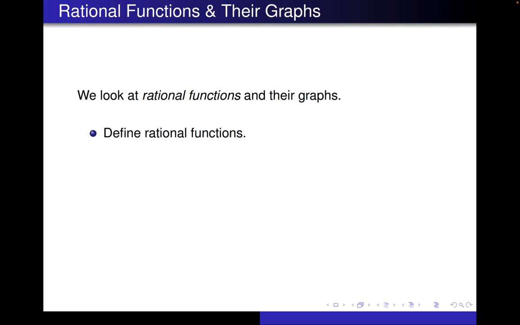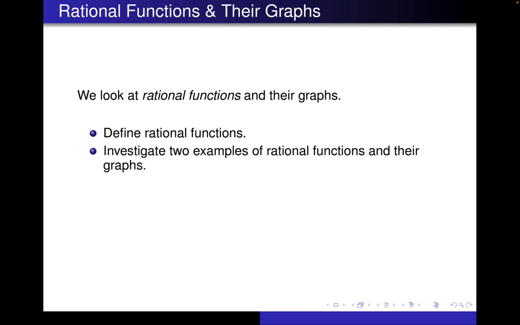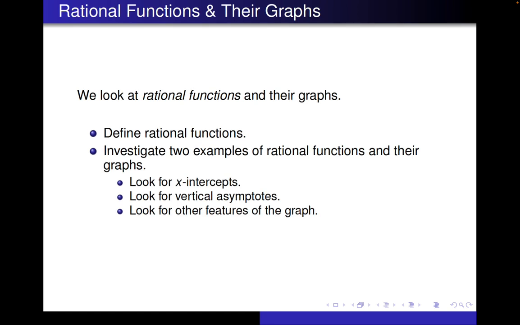Now that we've had a look at rational functions and their end behavior, we're going to talk about rational functions and their graphs. First of all, we're going to go back and review the definition of rational functions. We're going to look at two examples of rational functions and what their graphs look like. We're going to look at some key features of those graphs: x-intercepts, vertical asymptotes, and some other features of the graph that I don't want to surprise you with now. We'll see those occur naturally as our investigation continues.